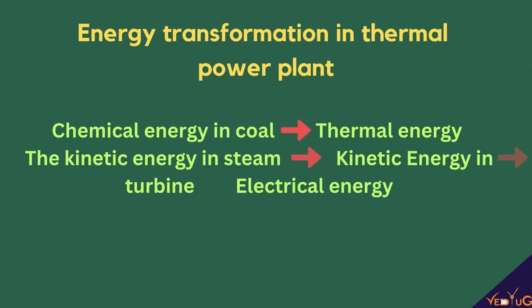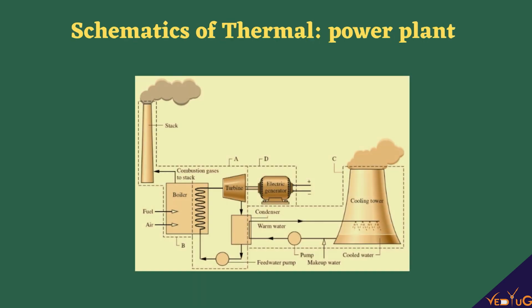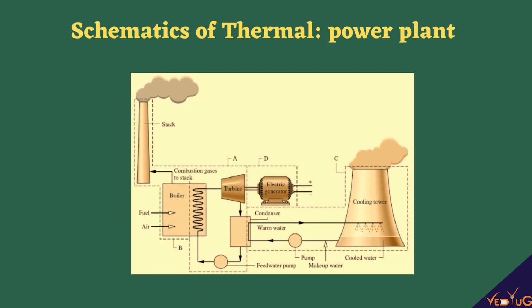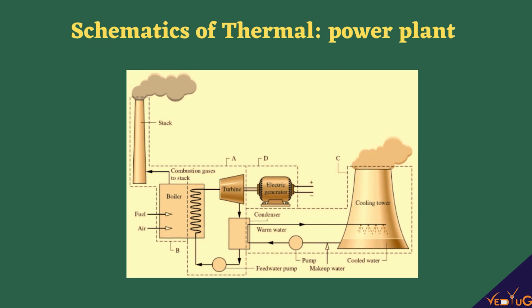Let us now learn about energy transformation in a thermal power plant. Chemical energy in coal is converted into thermal energy. The kinetic energy in steam gets converted into kinetic energy in turbines and then eventually it gets converted into electrical energy. You can see the schematics of a thermal power plant in the diagram given below.